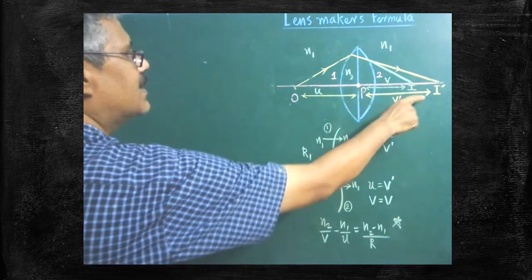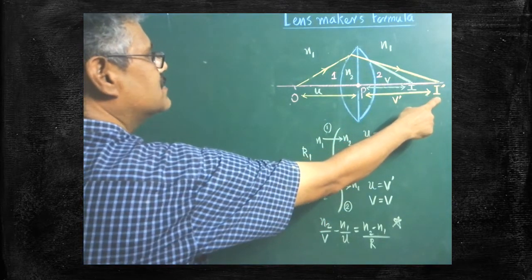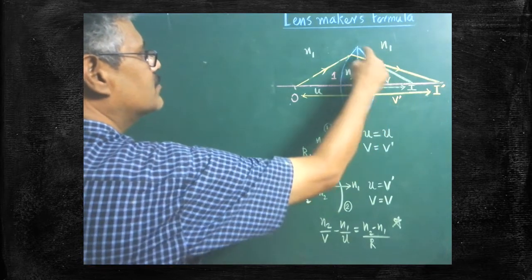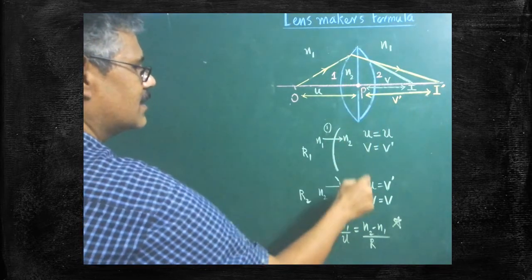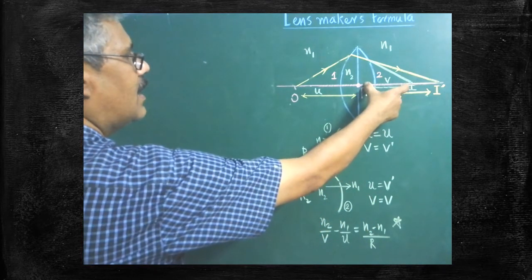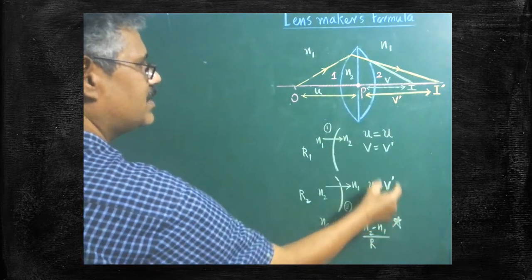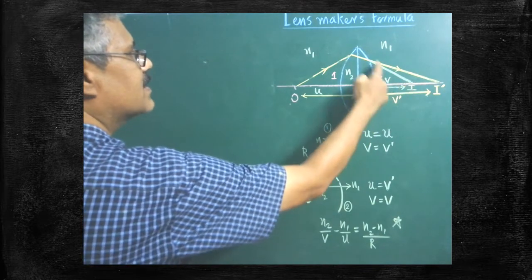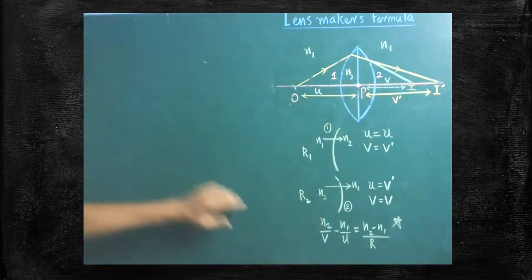Again I am repeating, this image I dash acts as the object for the second surface. Therefore U must be taken as V dash, and the corresponding image distance is V. So this is the image for the second surface.